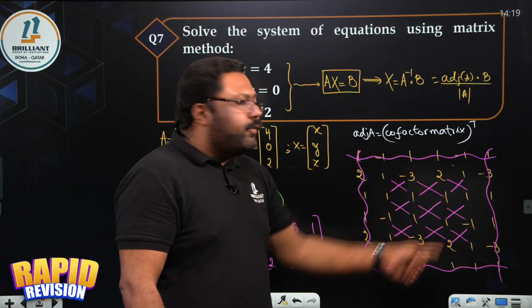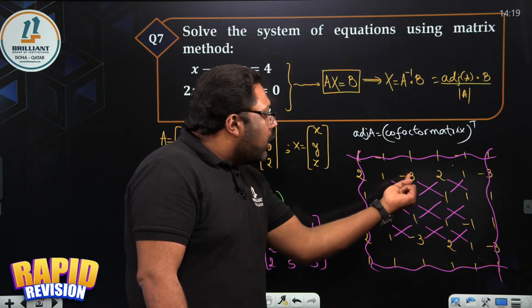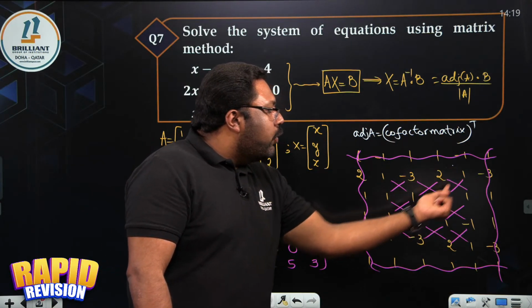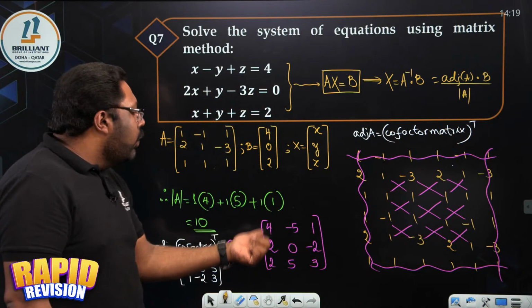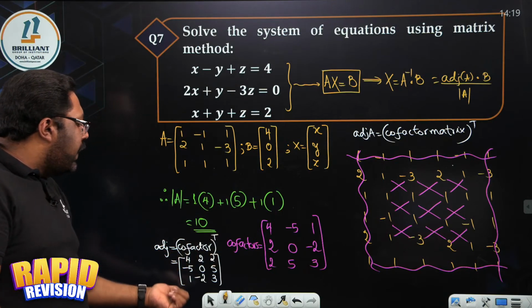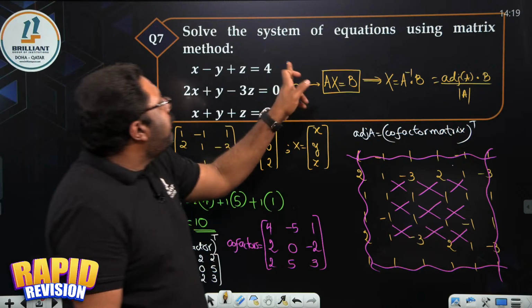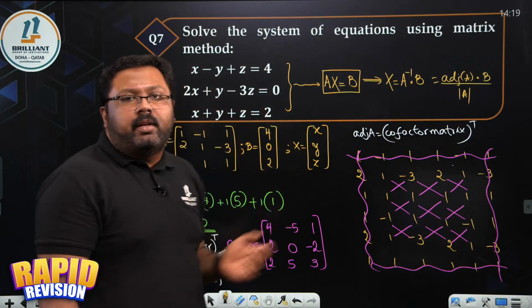Just write the matrix 4 times, take out the borders of the matrix, and then cross multiply each 4 elements. You will keep on getting the cofactors, no doubt, and then take the transpose of that, you will get the adjoint, and then multiply the adjoint with B and then divide by determinant.